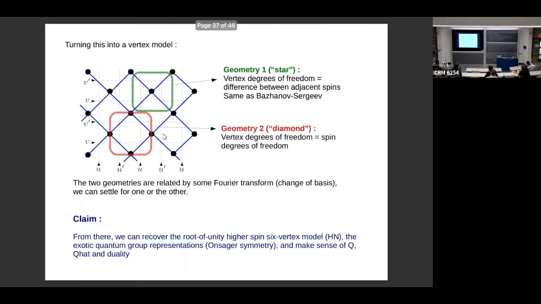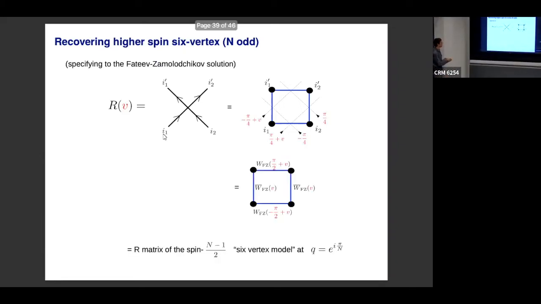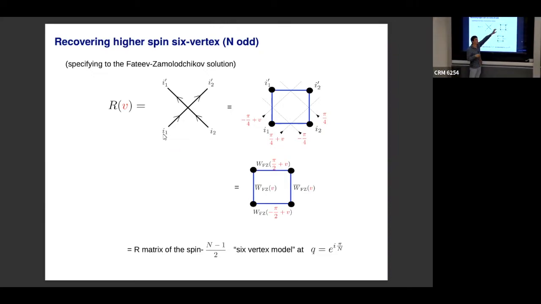So yeah, I was telling you about the two geometries. I stick to geometry 2 here. So I have an R matrix of the vertex model, which takes this form. So remember, the vertex degrees of freedom are just the spins themselves. Originally, we have 4 parameters, U, U prime, V, V prime. Let's temporarily specify these parameters. Actually, let's specify to the solution of Fateev-Zamolodchikov. In principle, I could take any solution of Baxter, Perk, or Young, but let me specify to Fateev-Zamolodchikov. And let me specify the spectral parameters to take this value here. So I have one free parameter, which I call V.